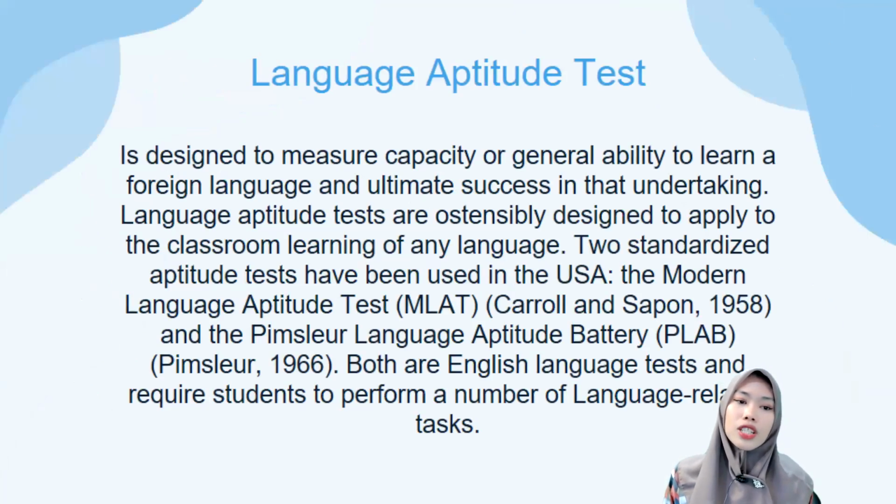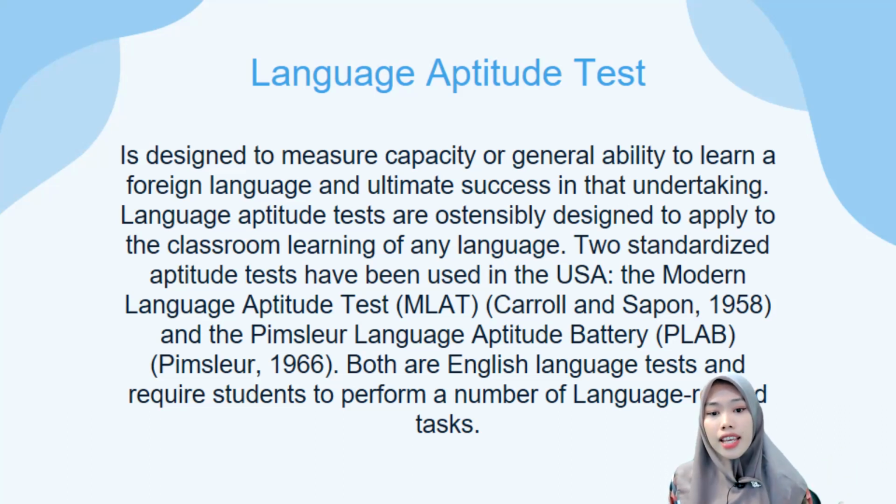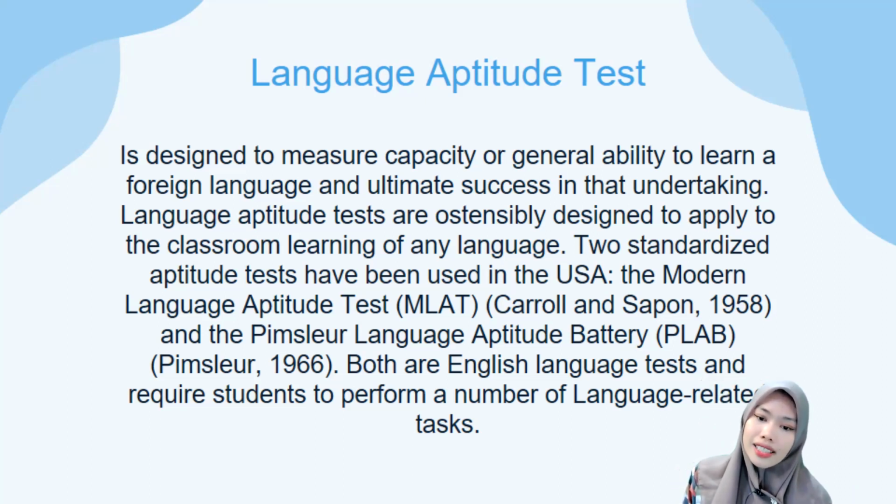All right, language aptitude test is designed to measure capacity or general ability to learn a foreign language and ultimate success in the undertaking. Language aptitude tests are ostensibly designed to apply to the classroom learning of any language. Two standardized aptitude tests have been used in the USA: the Modern Language Aptitude Test, or MLAT, and the Pimsleur Language Aptitude Battery, or PLAB. Both are English language tests and require students to perform a number of language-related tasks.